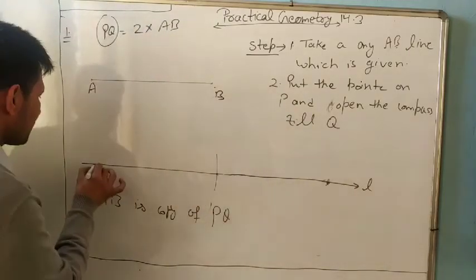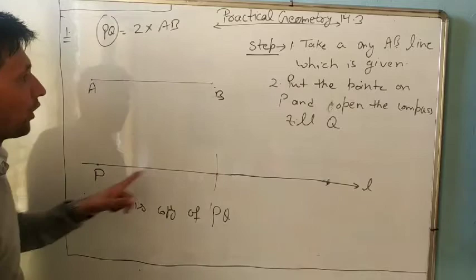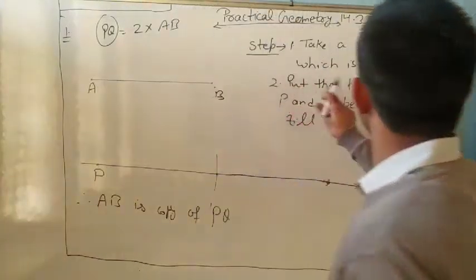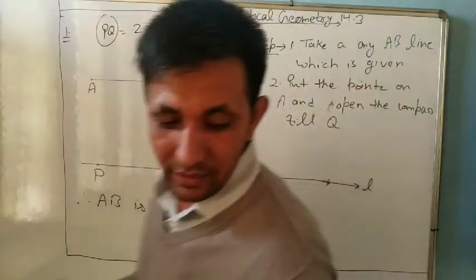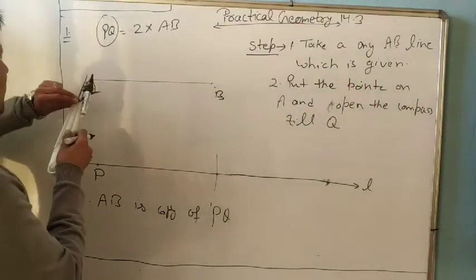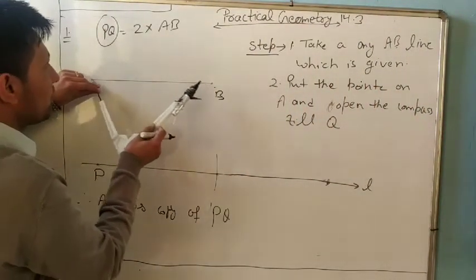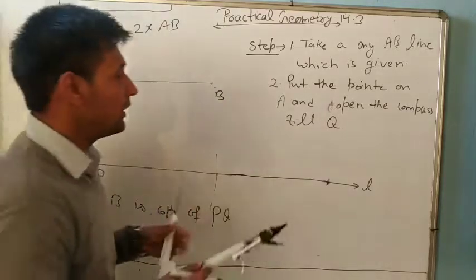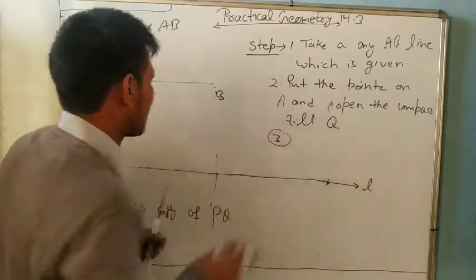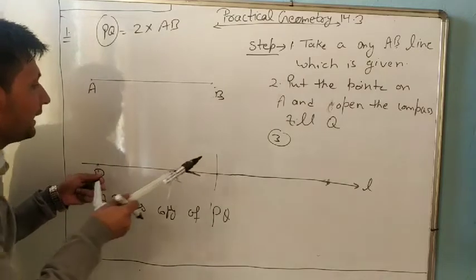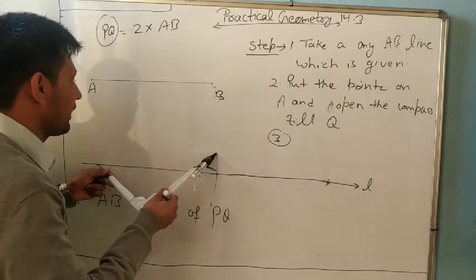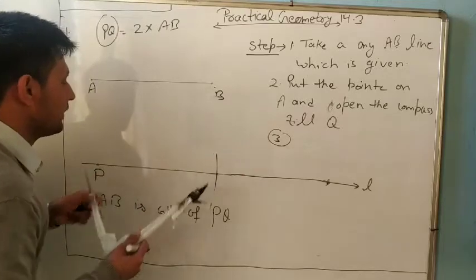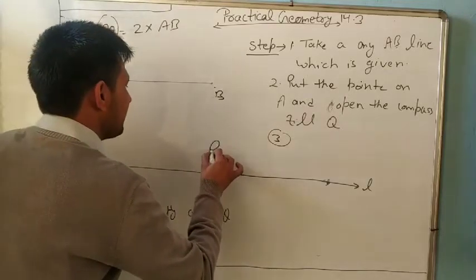Take a point P on the line. Put the pointer at A. First we will measure how much: A to B. Understand? Till B. Same as before, in the third step put the pointer at B and draw an arc. Suppose it is cut at point R.